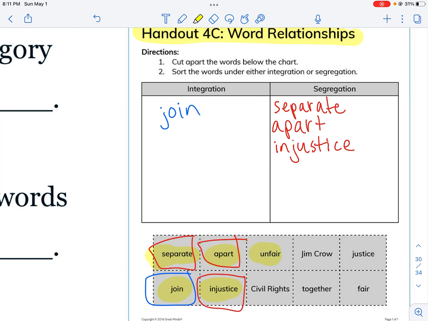Well, that brings us to our next word, unfair, which we just said is the same as injustice. So we will also put that with segregation. Our next one is civil rights. Well, the Civil Rights Act of 1964 made it illegal to separate people based on the color of their skin. So would that be integration or segregation? That would be integration.